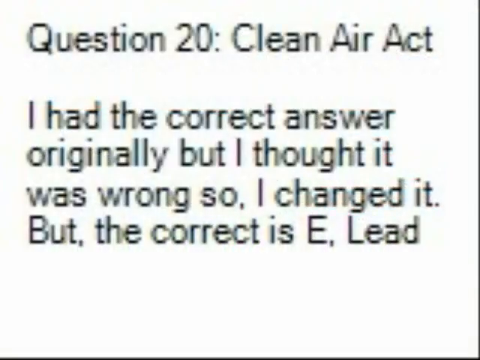So on the test, question 20 was about the Clean Air Act. I knew that the correct answer was lead, or E, but I changed it to greenhouse gases. I don't know why I changed it. I knew that lead was right. I just changed it because I thought it was wrong.